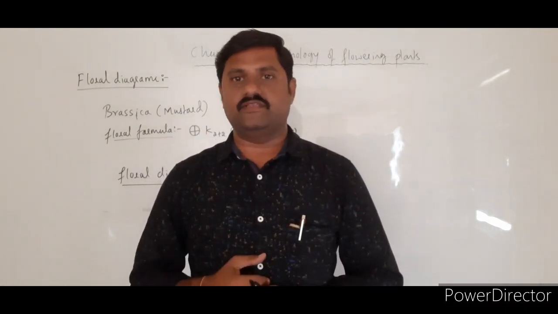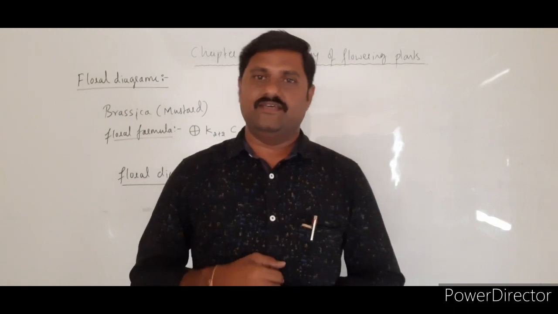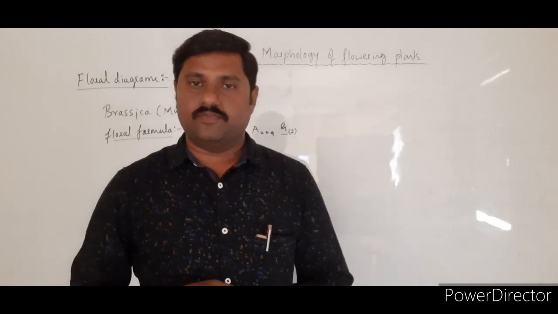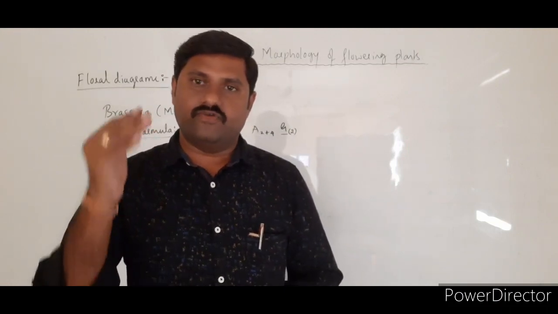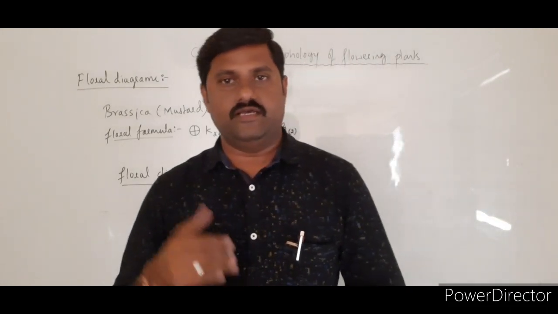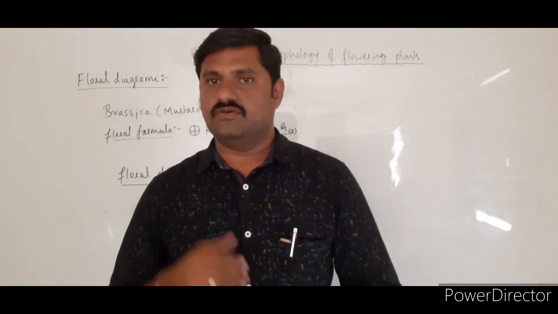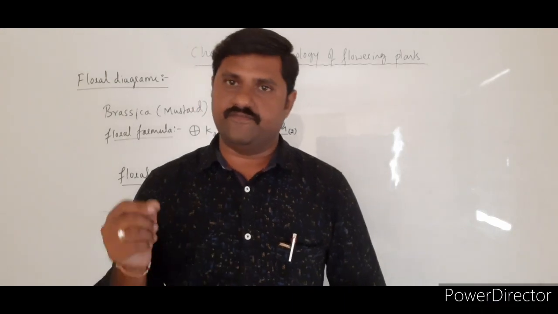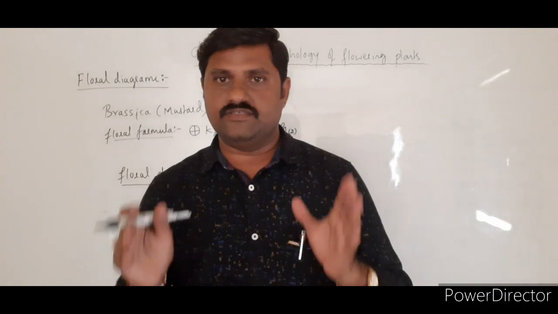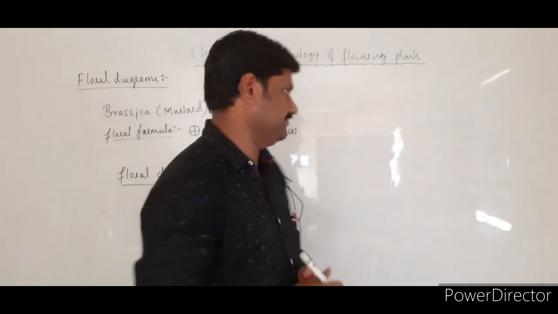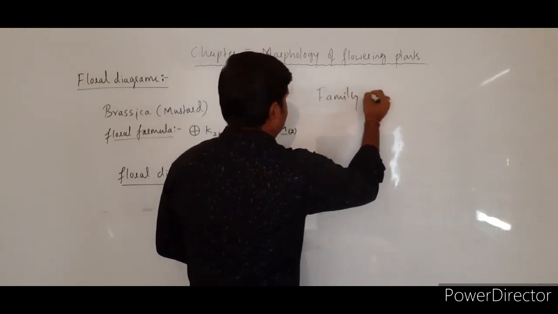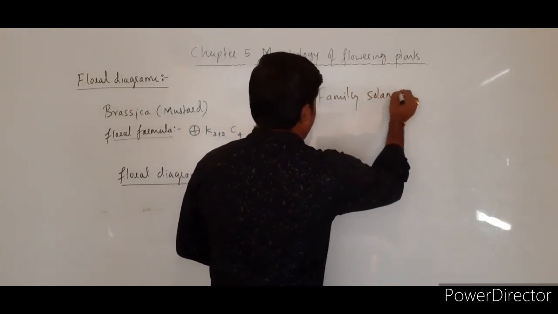So let us start with the families. There are 3 families in PUC 1. One family has been deleted, it is Fabaceae, and the next ones, Solanaceae as well as Liliaceae, are there for our syllabus. So let us go through the first family, that is family Solanaceae.